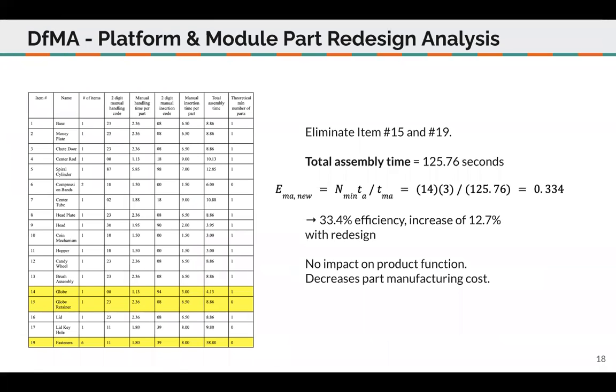So as you can see on our updated analysis chart, the total assembly time did decrease, and we eliminated some of the parts of our total assembly, as well as increased our efficiency by 12.7% without impacting the product function and decreasing manufacturing costs.